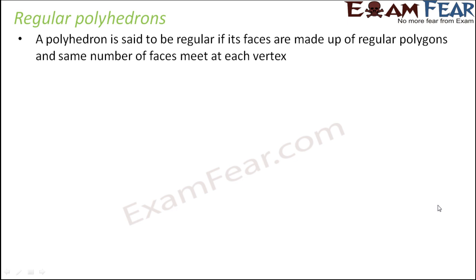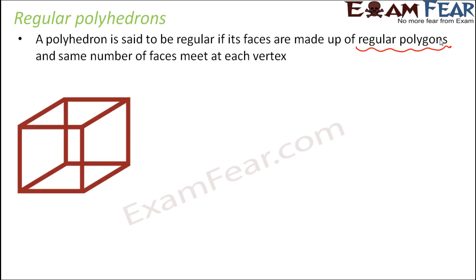Now do you remember what are regular polygons? These are those polygons where all sides are equal and all angles are equal. For example, equilateral triangle, square, these are examples of regular polygons. So do you think that you can also have polyhedrons which are made up of regular polygons? Yes, it is quite possible. So if you take the example of a cube, the cube is made up of squares and squares are regular polygons. So cube is a regular polyhedron.